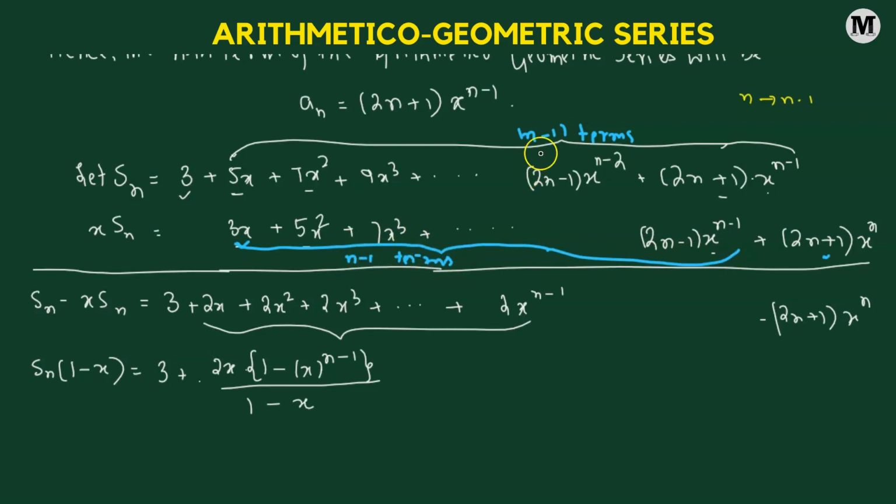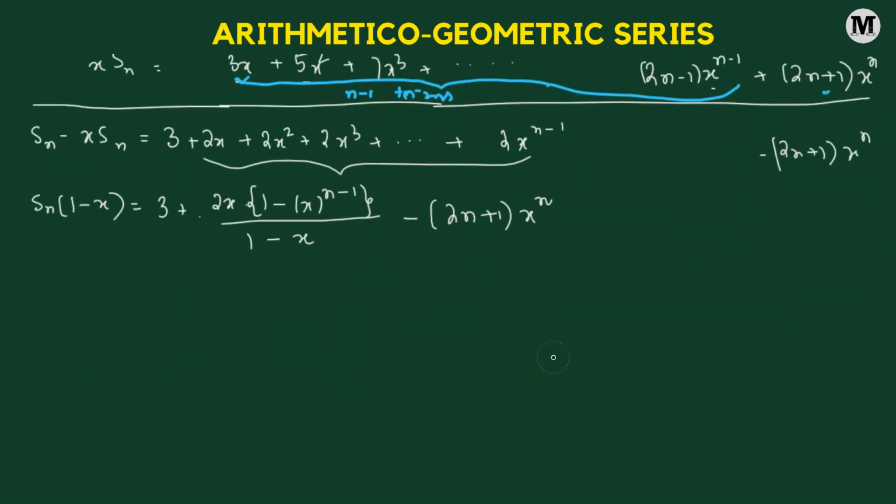Okay, so here if we subtract Sn from x Sn, this particular portion is only going to leave us with n minus 1 terms, right? Because here we have not included 3 and we are not including (2n plus 1) times x raised to the power of n, the last term of x Sn, when we were subtracting. So that's why this particular geometric series has n minus 1 terms. And we have the remaining term, which is (2n plus 1) times x raised to the power of n.